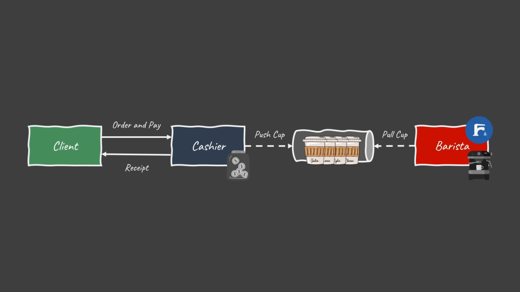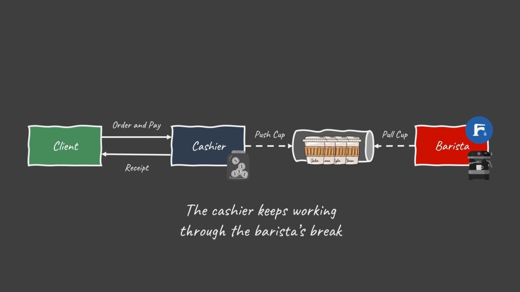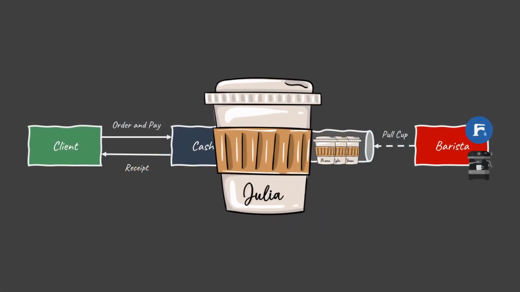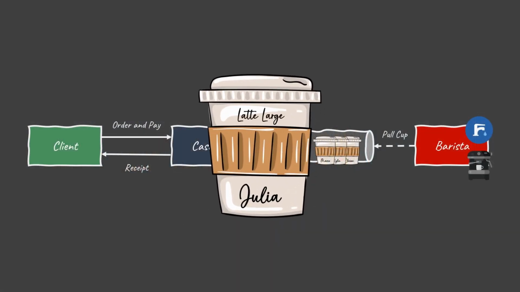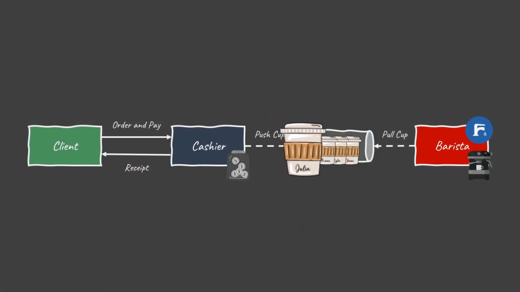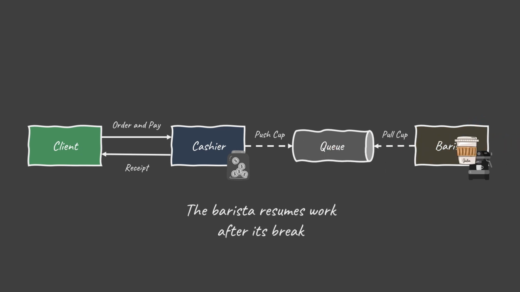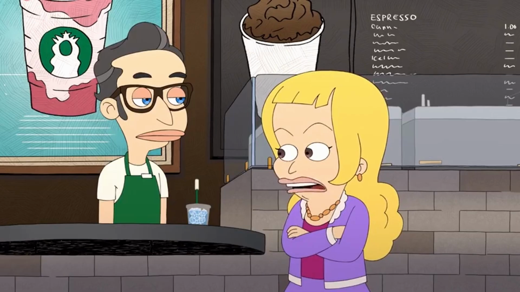That's equivalent to dealing with offline microservices. The cashier and barista don't need to talk to each other because all the information to process the order is written on the cup. The queue of cups acts as a holding area where data is not lost. Once the barista is back online, it can start processing orders from where it left. Just imagine if we kept a client waiting through the barista's break. I want to talk to your manager.